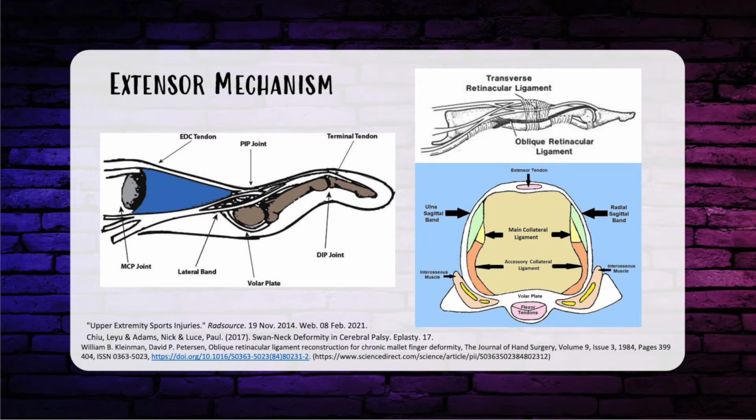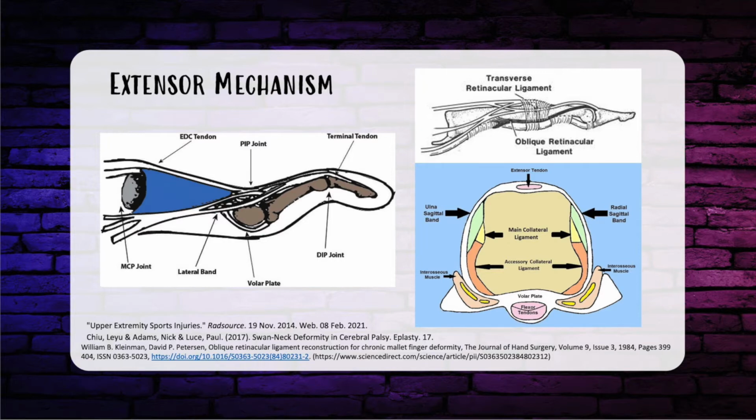Do you want to get into the nitty gritty and talk about complex extensor mechanism? Sure. The extensor digitorum communis is the main extrinsic tendon that allows for finger extension. It inserts on the sagittal band system to allow for the MP joint to extend. The sagittal bands originate in the volar plate and anchor the extensor mechanism of the EDC in a central position at the MP joint. Injury here can lead to subluxation of the EDC and therefore compromise extension of the fingers. So basically, when you have injury to the sagittal bands, you can end up having weakness in extending your fingers.